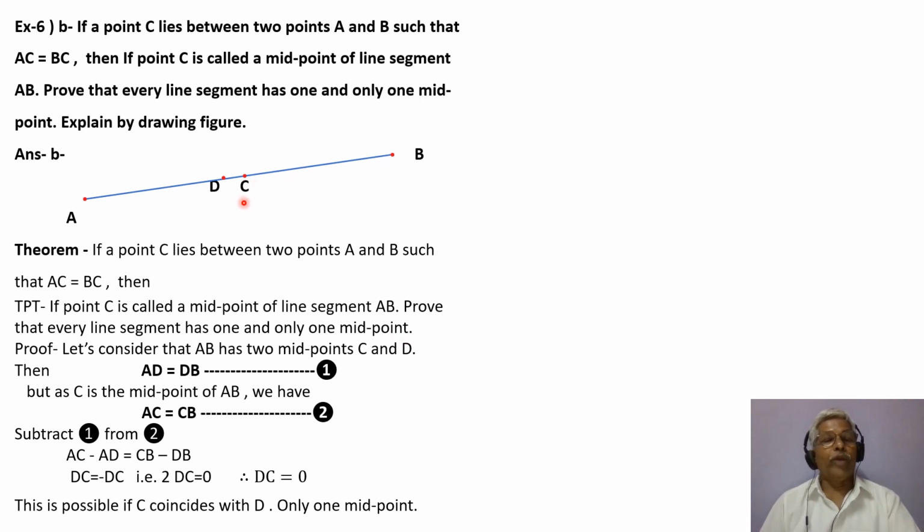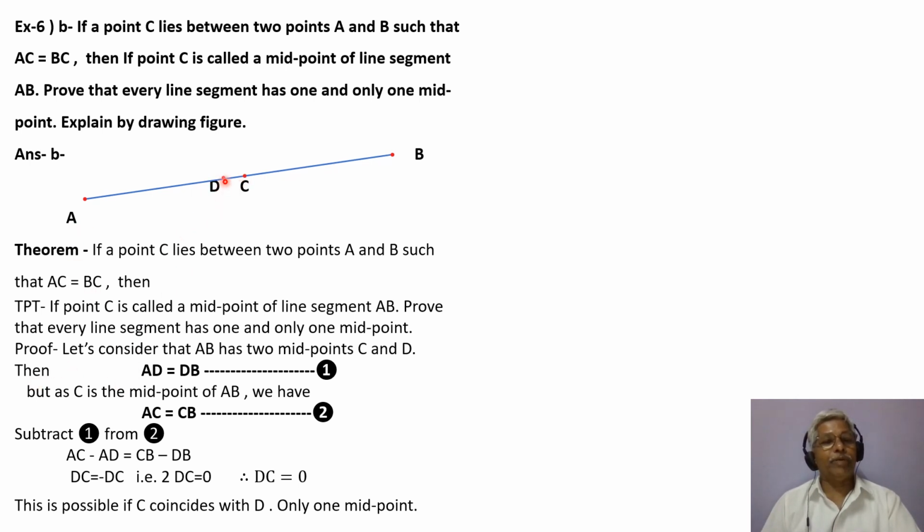Whenever you come across such a statement or condition where you have to prove that there is only one, maybe now in this case the midpoint, you have to always consider that let us have more than one point, in this case midpoint. So proof: let us consider that AB has two midpoints C and D. Like that we have to approach. So D is also a midpoint, we are considering that.